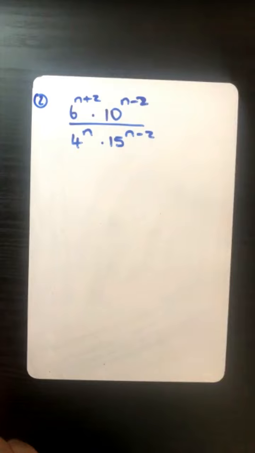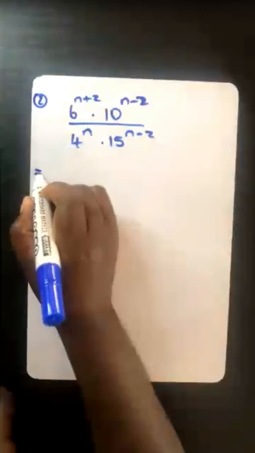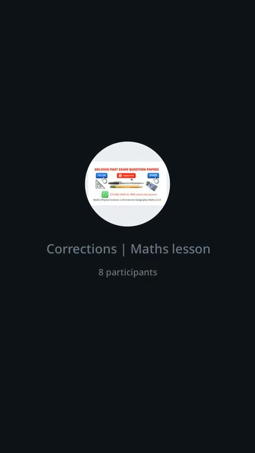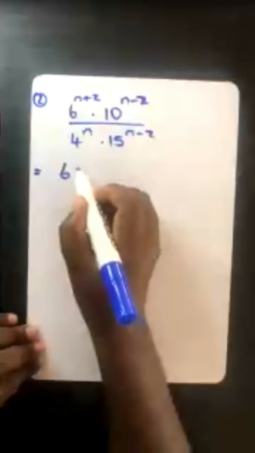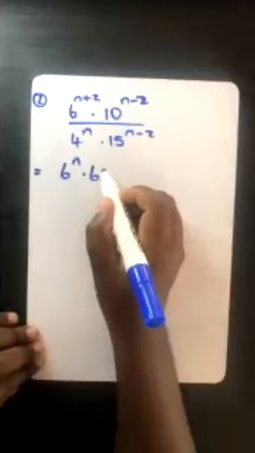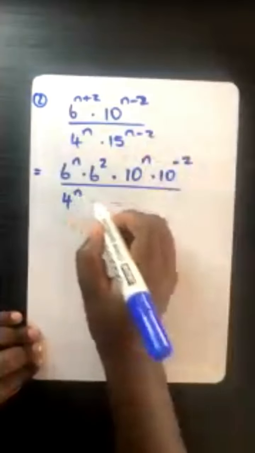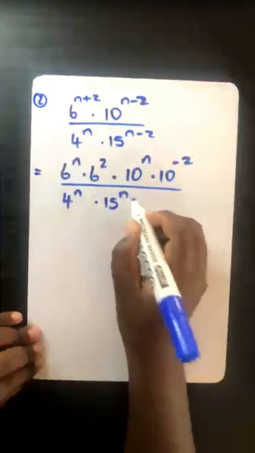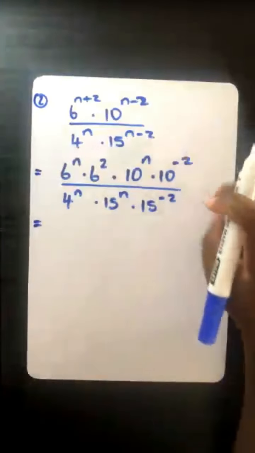Yes. Okay, ladies and gentlemen, when you're given this type of problem, remember, based on my previous question, I was more interested in firstly expanding the whole of that. What do I mean by expanding? Let's say we've got 6 to the exponent n multiplied by 6 to the exponent 2, multiplied by 10 to the exponent n multiplied by 10 to the exponent minus 2. There's nothing tricky that I'm doing over there. I'm only interested in separating the exponents, multiplied by 15 to the exponent minus 2. So all of us are on the same page on that one, I assume.